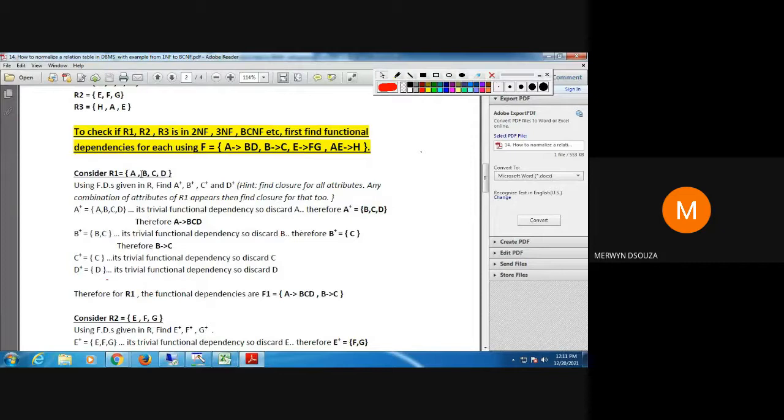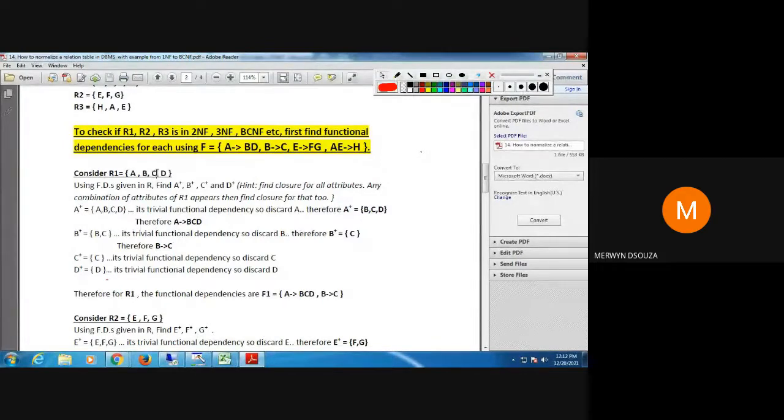Then take the second attribute and find the closure for B. So you are finding the closure from here. From B you will get B, and from all these attributes you will get only C, since B determines C. We cannot get anything else, so you will get B and C. But this B is causing a trivial functional dependency, so we will discard B. When you discard B, only C remains in this closure. So you will get B determines C.